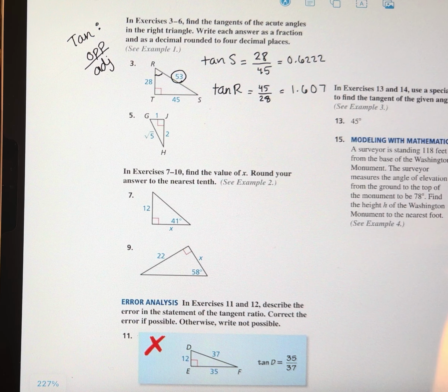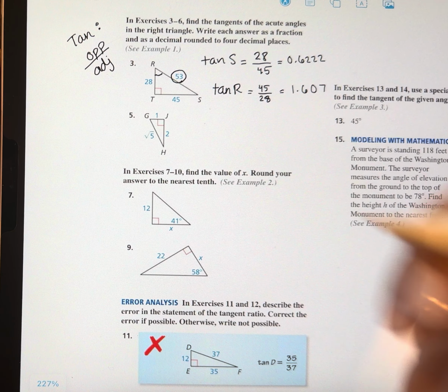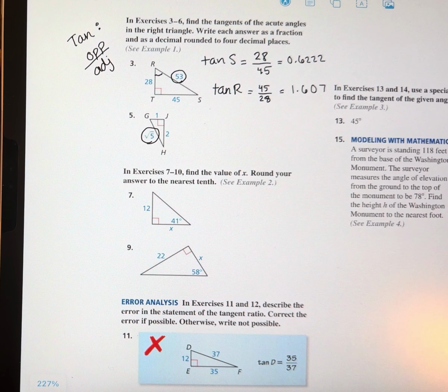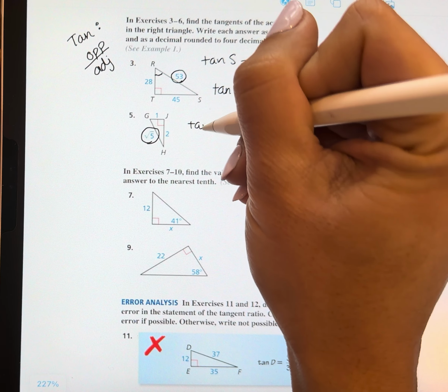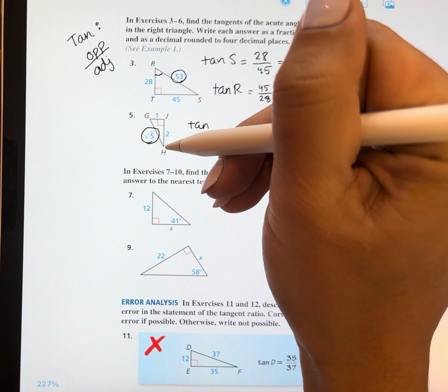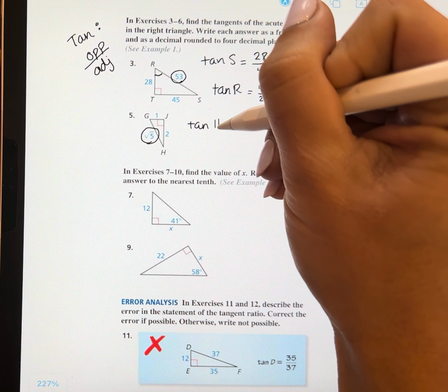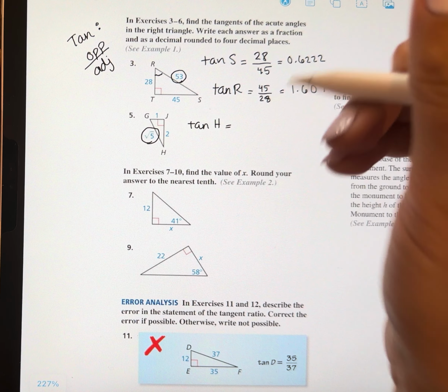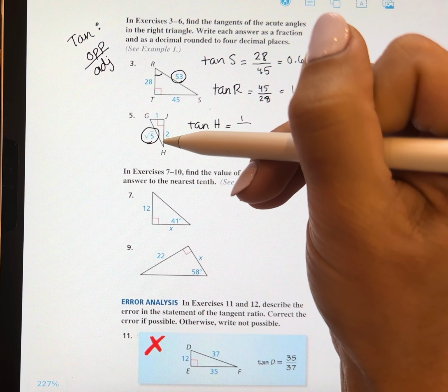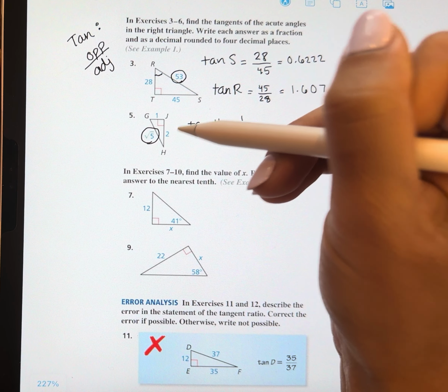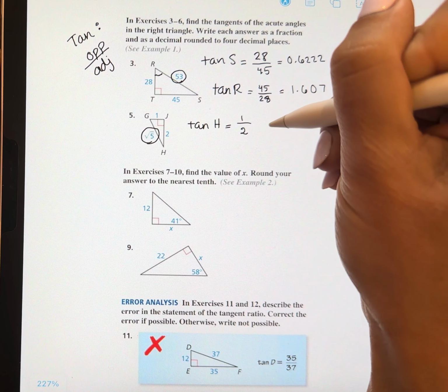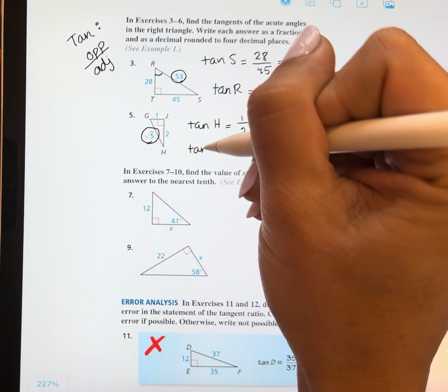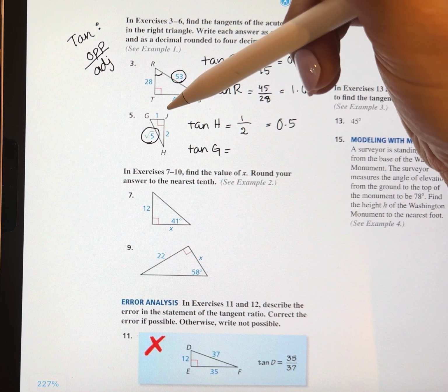How interesting. I wonder if that happens every time. Let us see. So over here, here's the hypotenuse. And we need to find tangent of G and H. So I'll start with H. If I'm standing at H, the opposite side is 1, and the adjacent side right next to it is 2. That's 0.5.